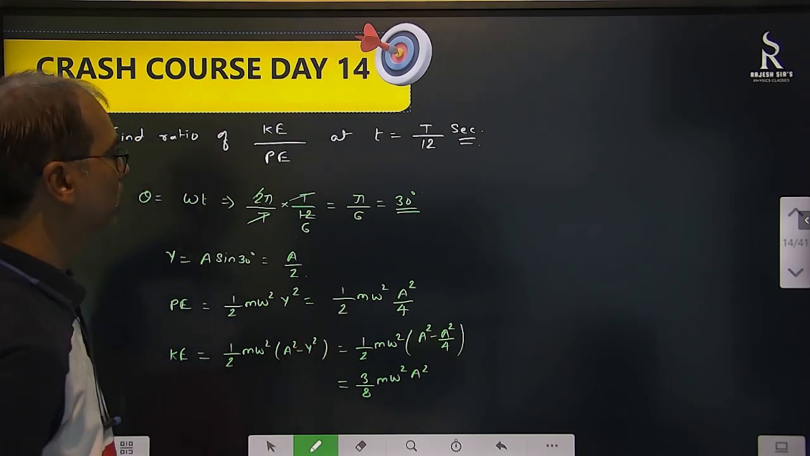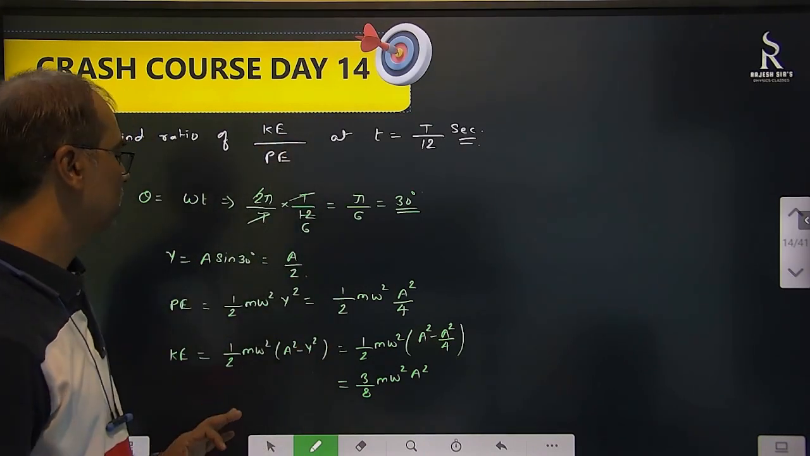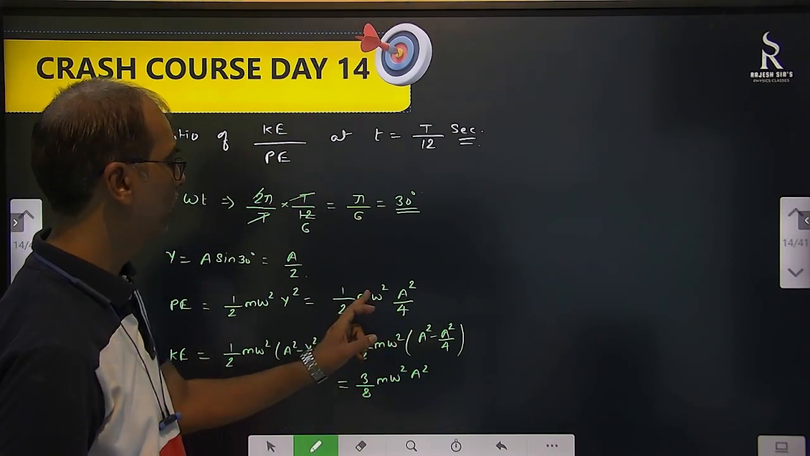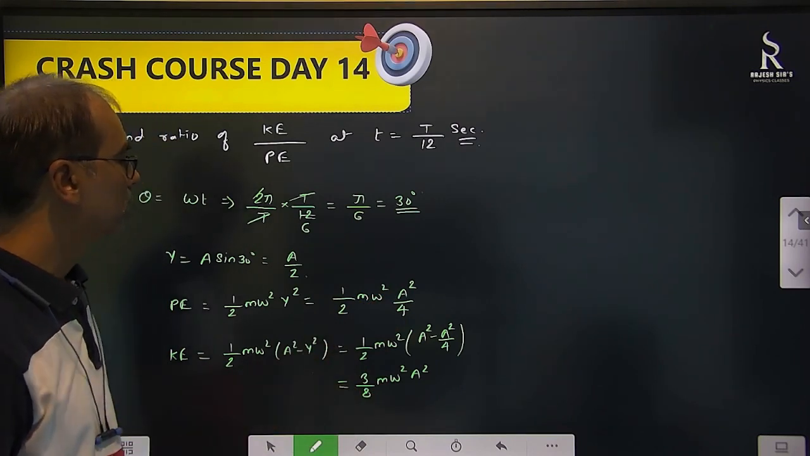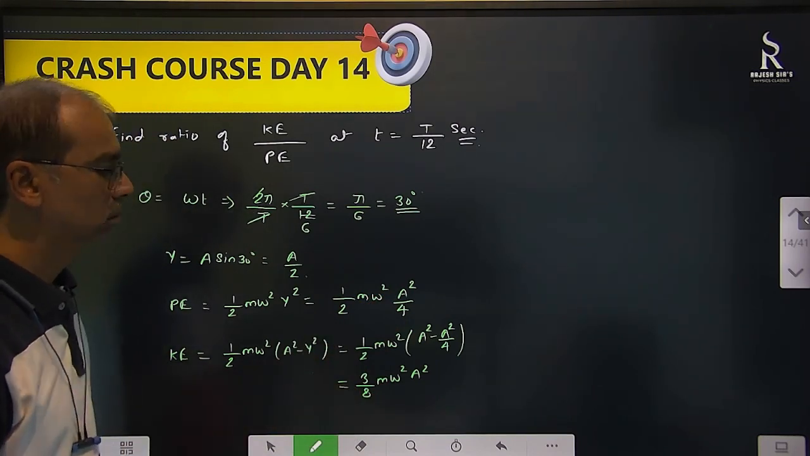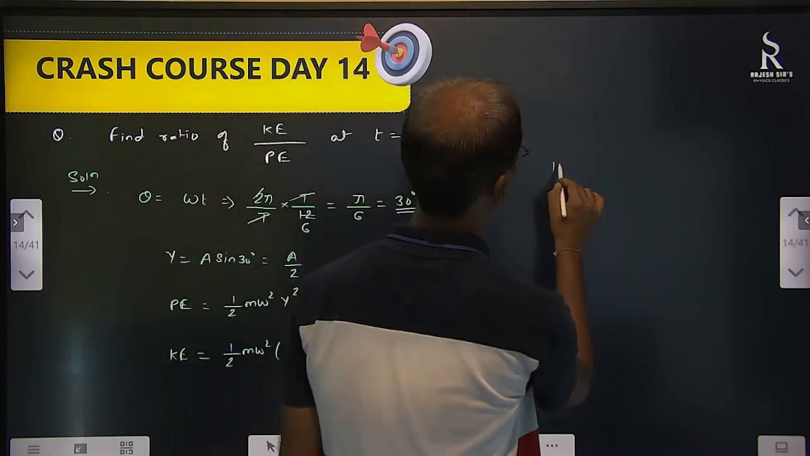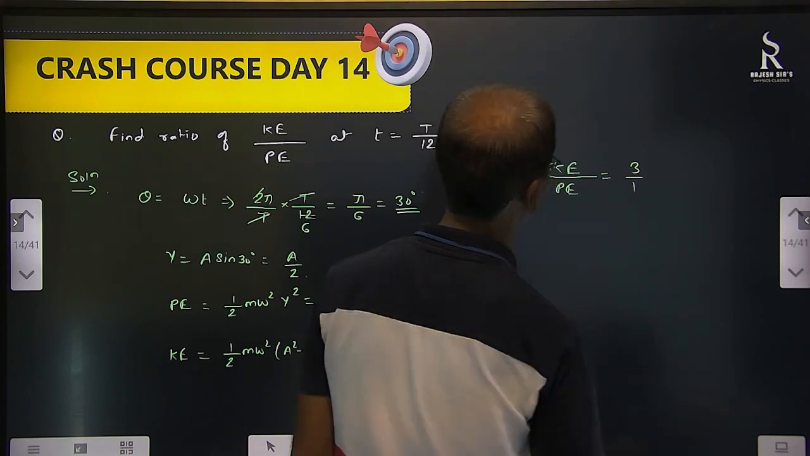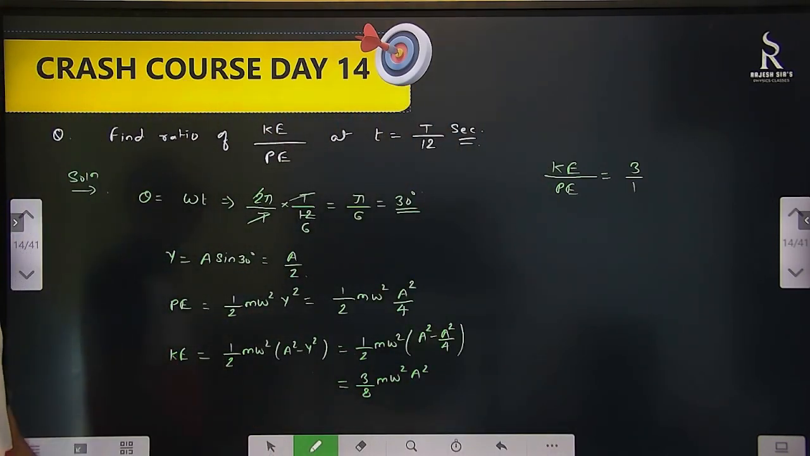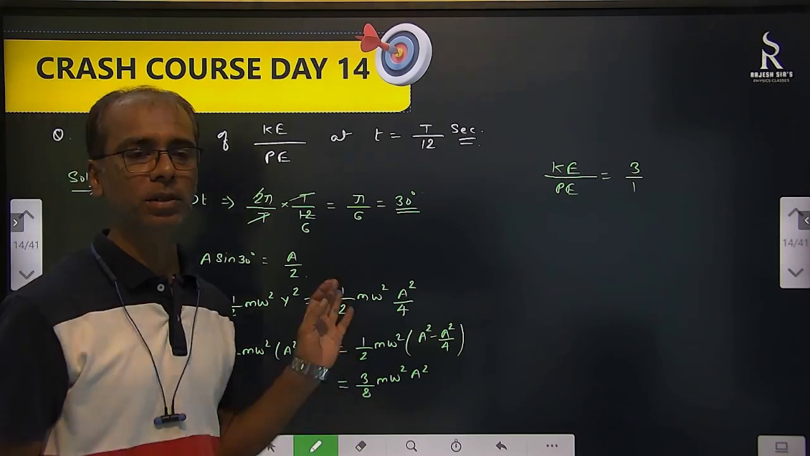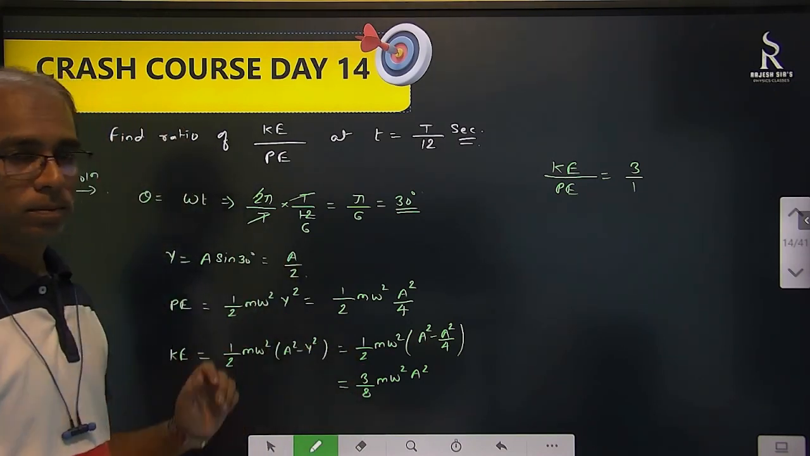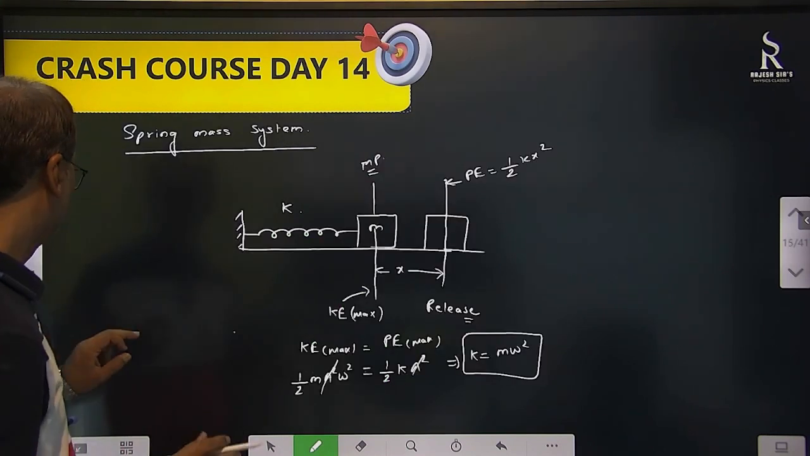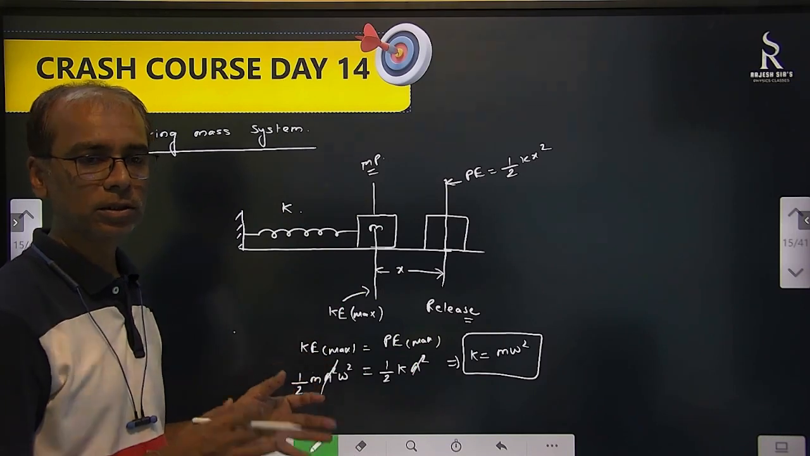Now the ratio is asking kinetic energy by potential energy. So this by this. You can see that the denominator 8 gets cancelled, m omega square A square gets cancelled. What is going to come? 3 by 1, or 3. Okay. So kinetic energy to potential energy is 3 is to 1. Otherwise, a question will also be asked where exactly kinetic energy will be 3 times of potential energy. Okay, so these are the questions which will be asked on position, velocity, acceleration, kinetic energy, potential energy.